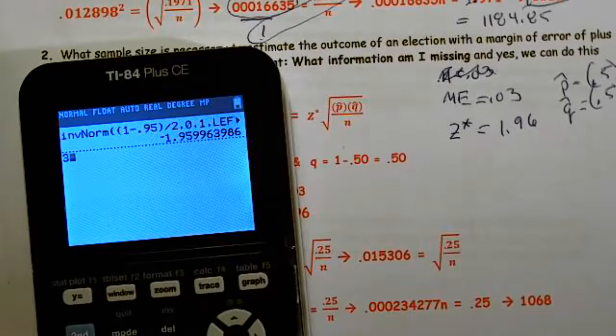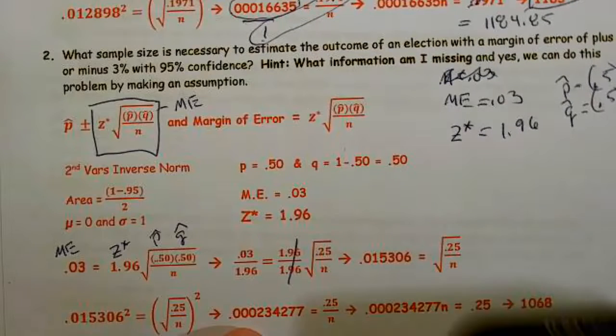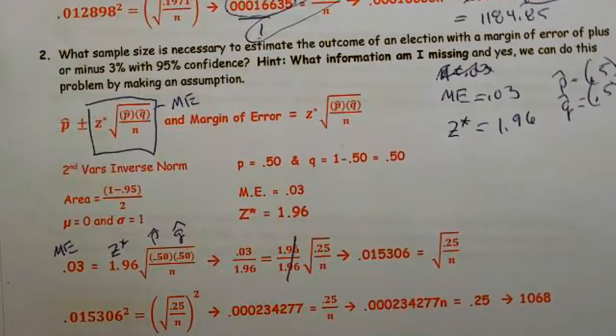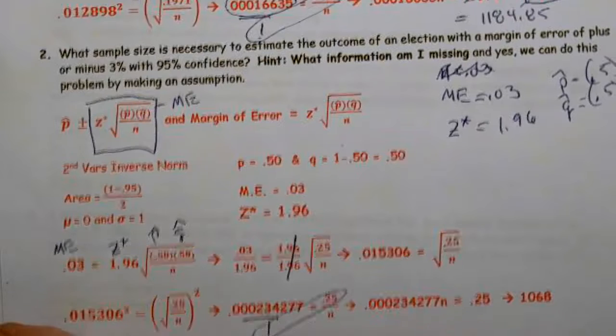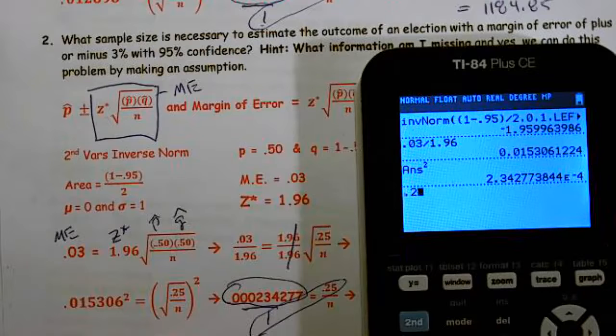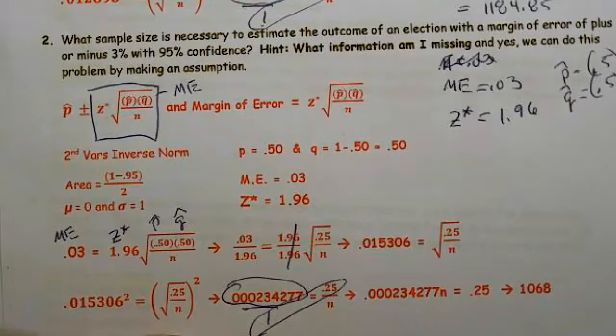So 0.03 divided by 1.96. Then I'm going to square that. Gives me this value here, which is what I have written here. And that also takes care of the radical. Well, I'm going to put this over 1, which means I'm basically multiplying by these two numbers because I have a nice little proportion, and I'm dividing by the third number. So 0.25 divided by my third number is that 1067.1. And what that rounds to is 1068.